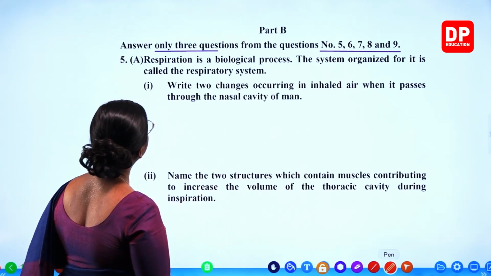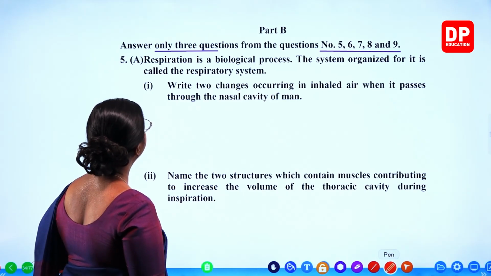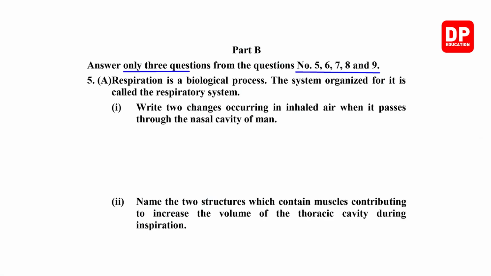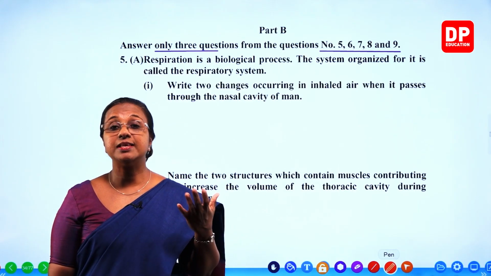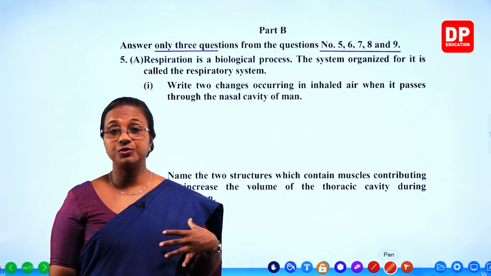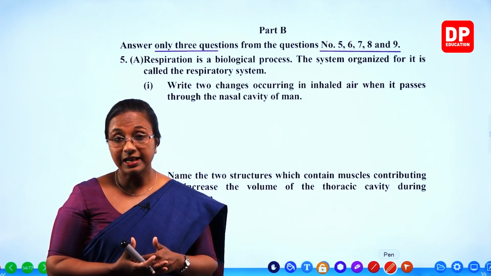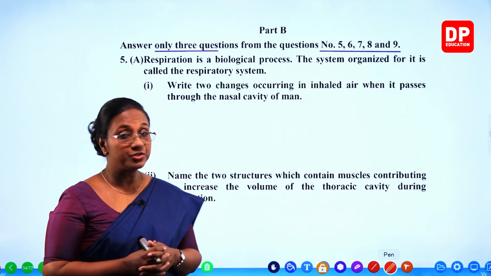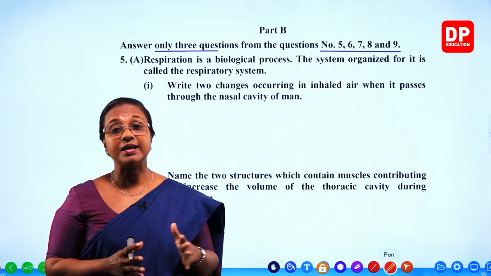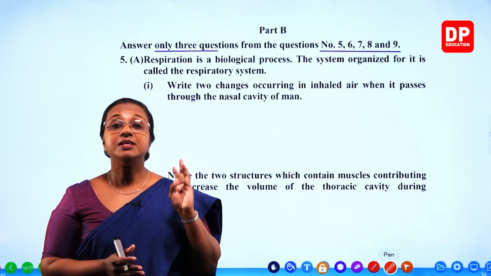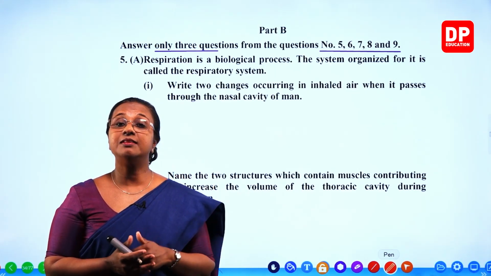Now, if we look at the 5th question, part A of part B, respiration is a biological process that you know. The system organized for it is called the respiratory system. When we say respiration, it is a characteristic of living organisms, an important biological process, and that is carried out by the respiratory system. This particular respiration occurs in 3 steps.